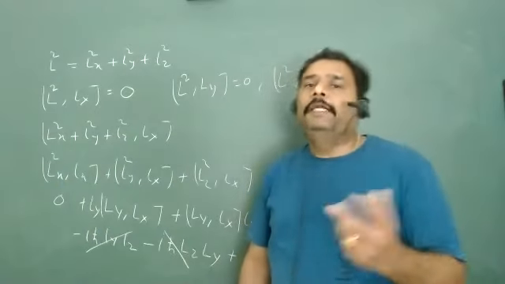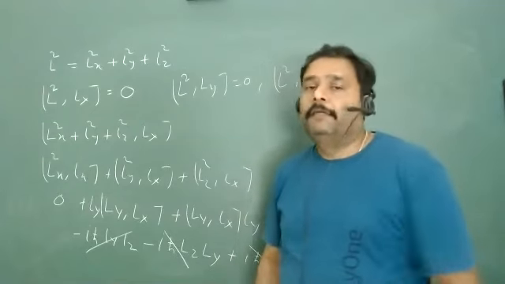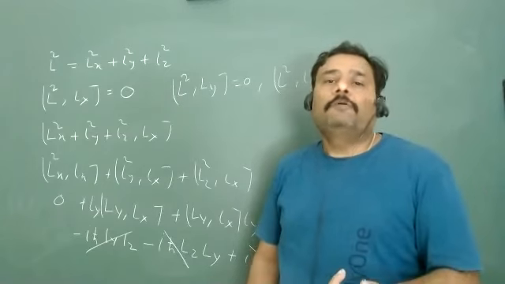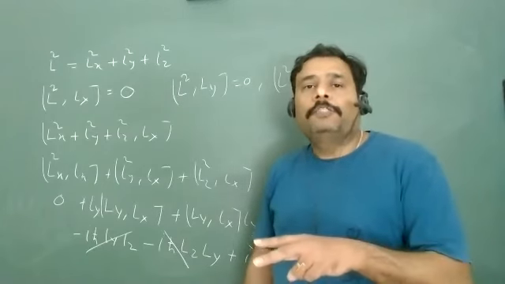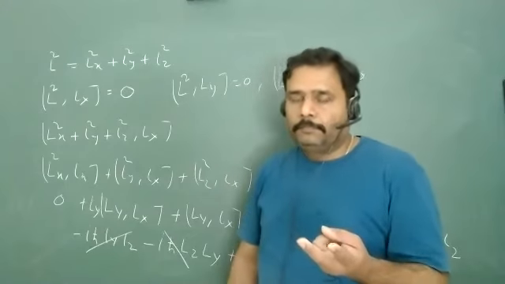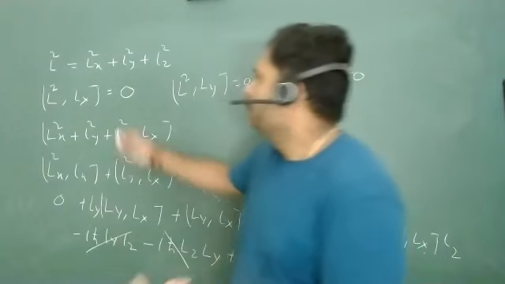So we need 2 quantum numbers to define the system, and let us figure out how we can get 2 quantum numbers. Obviously these 2 quantum numbers have to be associated with 2 different operators. So which are the 2 different operators? One operator is 100% L square.